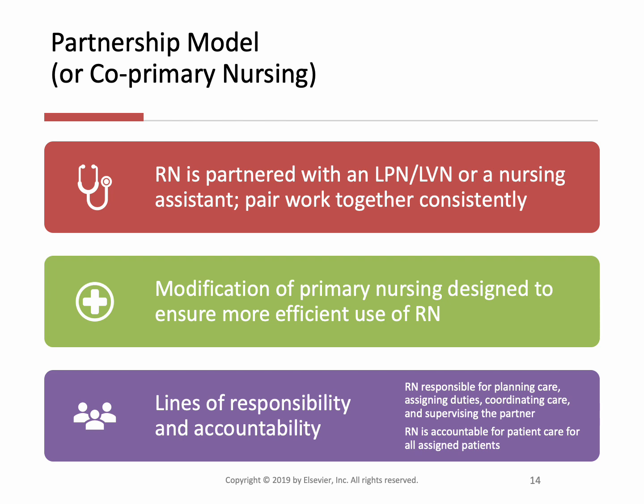The partnership model, or co-primary nursing, involves an RN working consistently with an LPN or an LVN or a nursing assistant. So this model is a modification of primary nursing aimed at efficient use of the RN's skills. The RN is responsible for planning, coordinating, assigning tasks, and supervising the partner while also maintaining full accountability for the care of all assigned patients. Does this sound familiar to those of you in preceptorship?